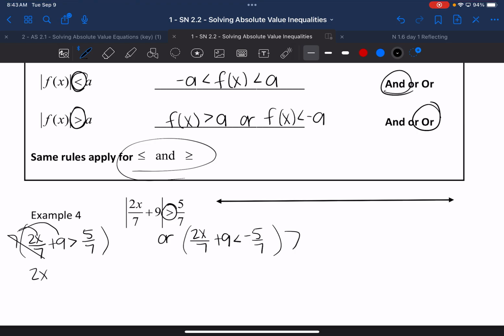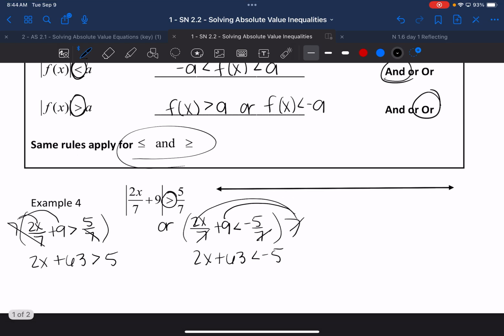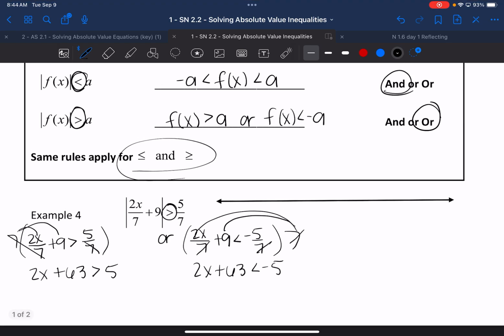What about 7 times 9? What's that? 63. So I'd have plus 63 is greater than, and then your 7s would cross out here as well, right? So 5. Then same thing over here. 7s cross out. We got 2x, like you guys said. 7 times 9 is 63. And then our 7s cross out, so less than -5, right? So if you're ever without a calculator trying to solve these, that's a good way to get rid of your fractions.